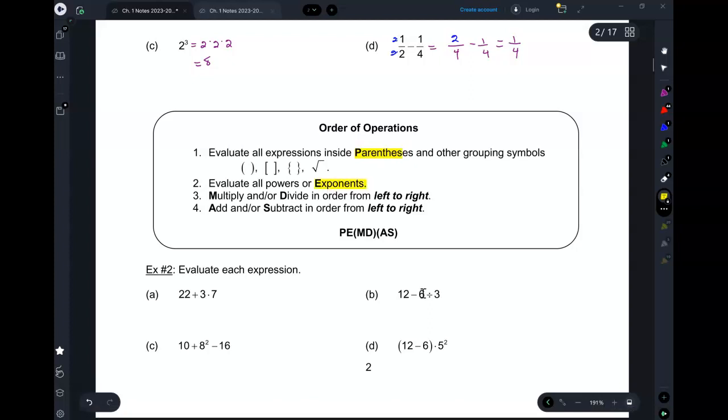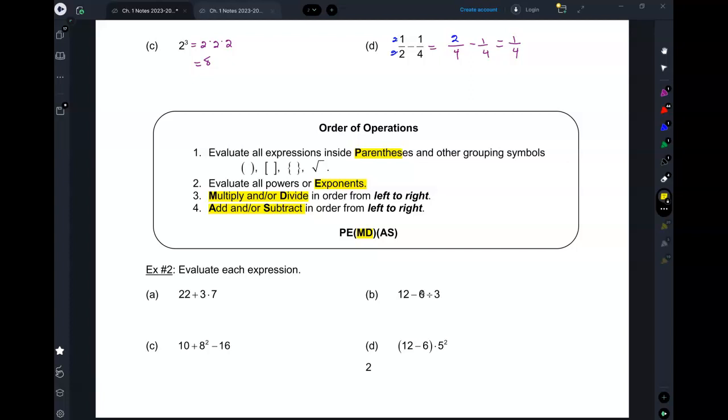Then E is for exponents. Okay, then notice here the M and the D are connected, they're combined. That's because multiplication and division happen equally from left to right. And then the A and the S are grouped together because addition and subtraction also happen equally from left to right, right?